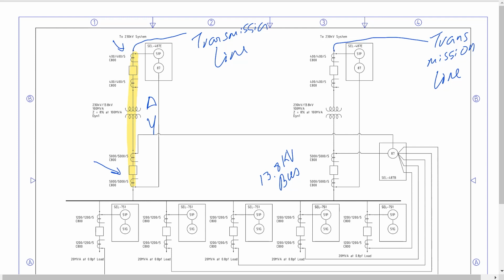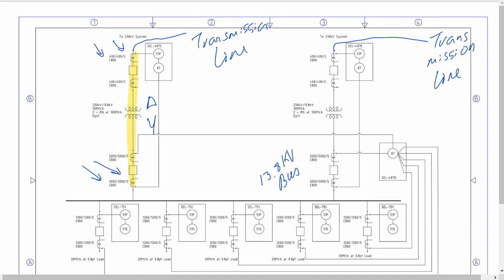Some more information that we're going to need is the CT ratio on both sides of the transformer. In the case of the high side, we have the CT ratio over here. It is a 400 to 5 CT, which equals 80 to 1. And then we have a 5000 to 5 CT here on the low side, which is of course 1000 to 1.